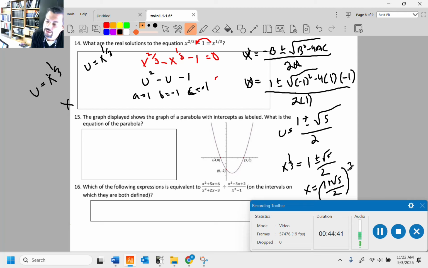Alright, 15. The graph displayed shows the graph of a parabola with intercepts as labeled. What is the equation of the parabola? Okay, we can do this. I believe we can do this.